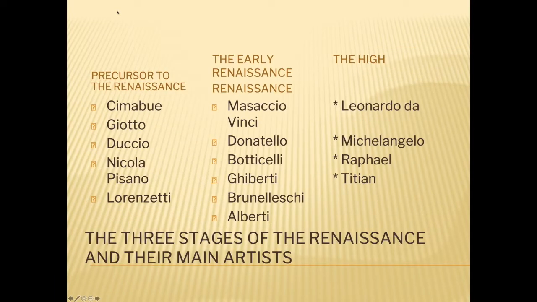So above here are just some of the key artists that you will come to know. Some of them are in the AP Art History curriculum. Some of them are not. Especially for the Precursor era, Giotto is one that you're going to need to know. When we get to the early Renaissance, Botticelli, Alberti, Ghiberti, we'll talk about some of them. And then in the High Renaissance, you will have pieces for each of those gentlemen. So Leonardo, Michelangelo, Raphael, and Titian. But these are kind of the key guys in the various parts of the Renaissance.